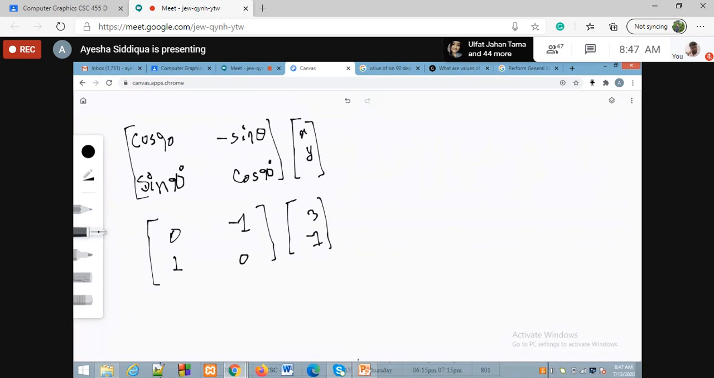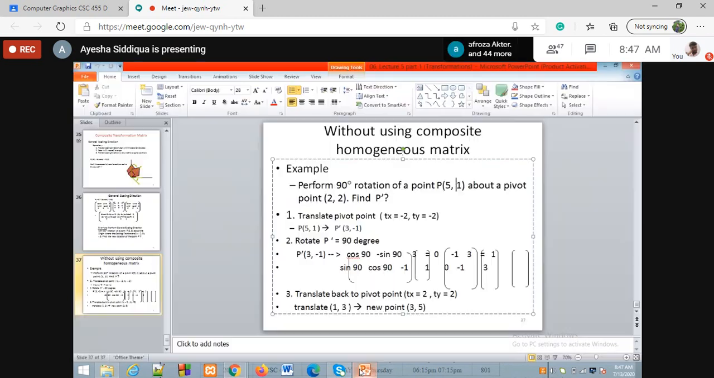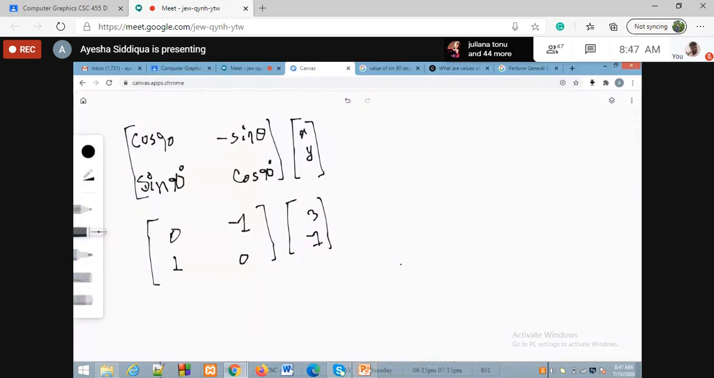Because you see the pivot point. So initial value was given 5 and 1, and pivot point is given 2 and 2, right? So you just write that P is given, that is 5, 1.